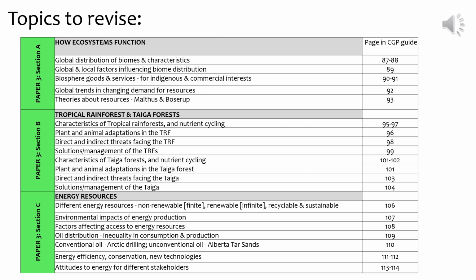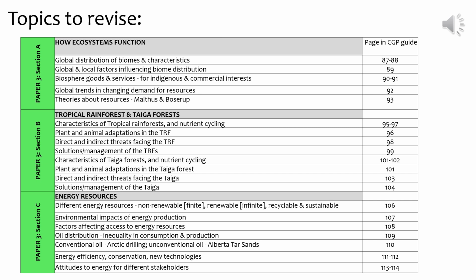The characteristics then of taiga forests. The taiga forests are the colder ones that we find across Russia and North America, and their nutrient cycle is much slower, mainly because the temperature's colder and it's also a bit drier too. Then you need to know the same, plant and animal adaptations and solutions and management of the taiga forest.